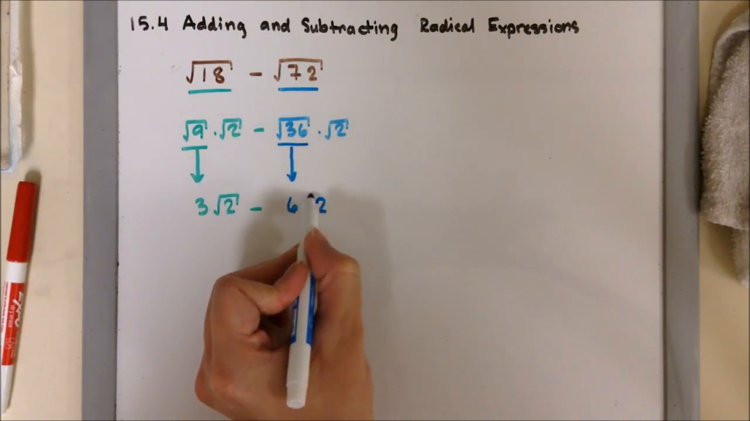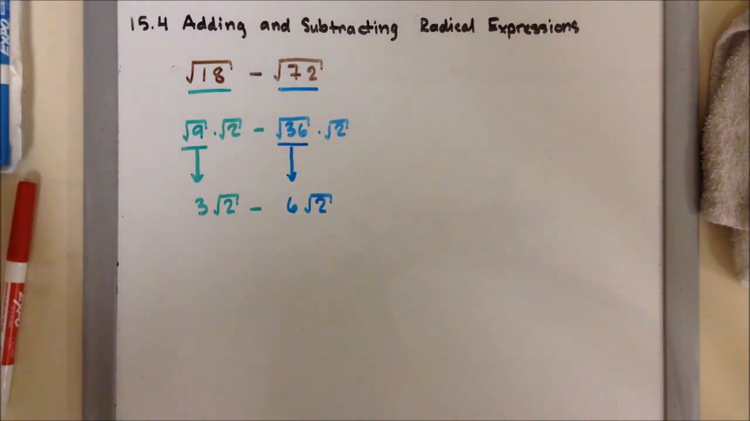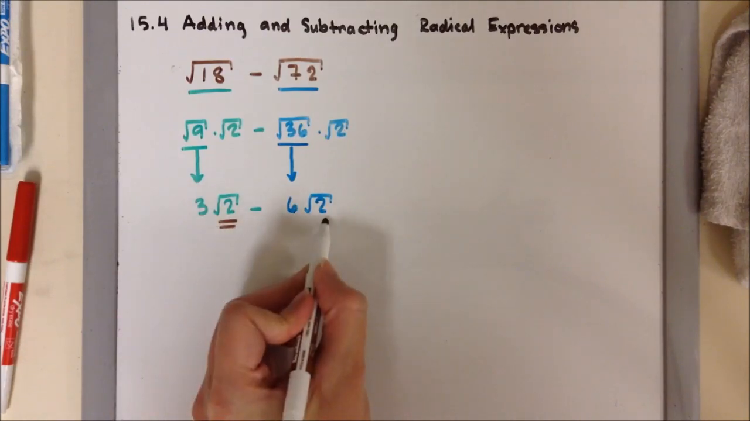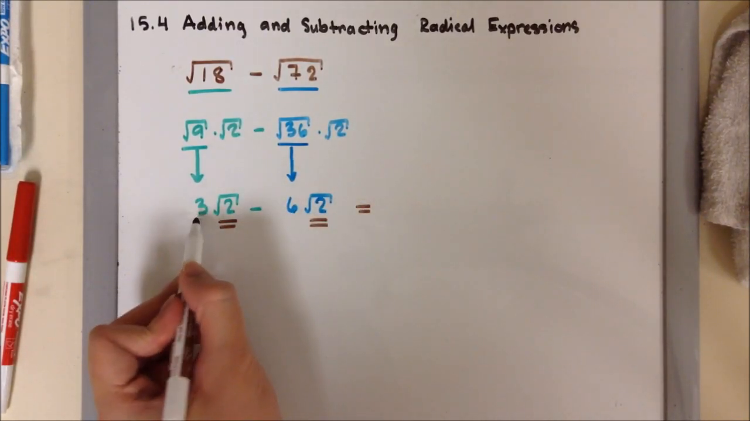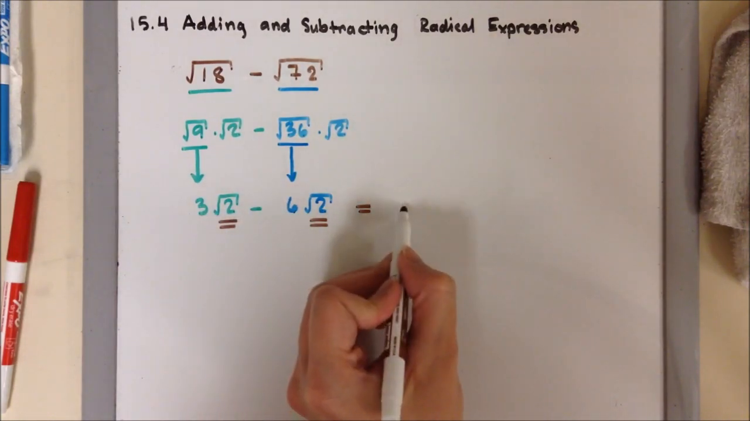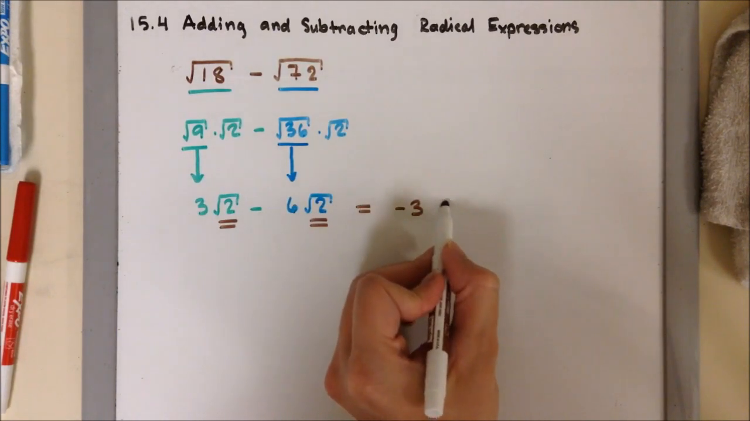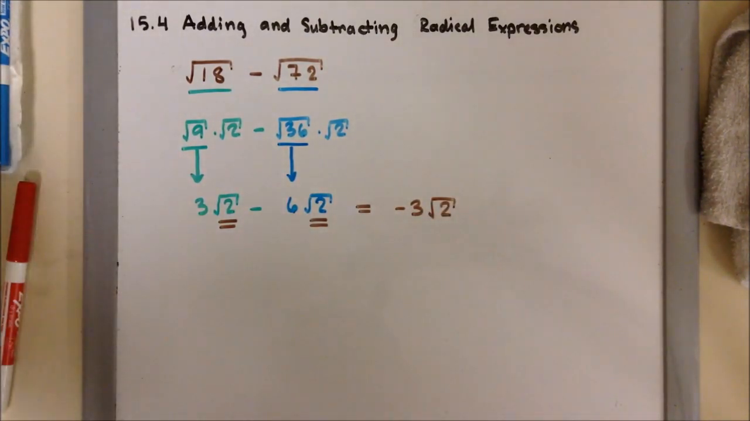Now from there, I notice that both of my radical expressions have square root of 2, so I'm going to combine the outside numbers. So 3 minus 6, that's negative 3. And then I'm going to carry my square root of 2. So this is my final answer.